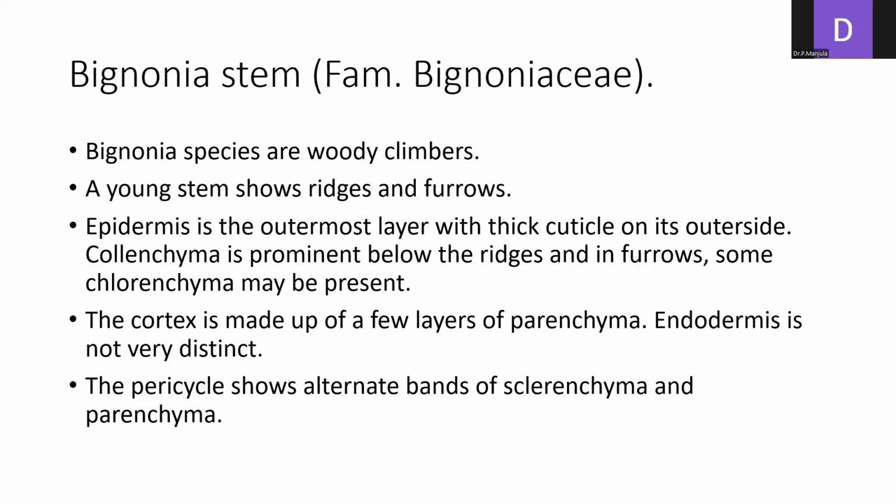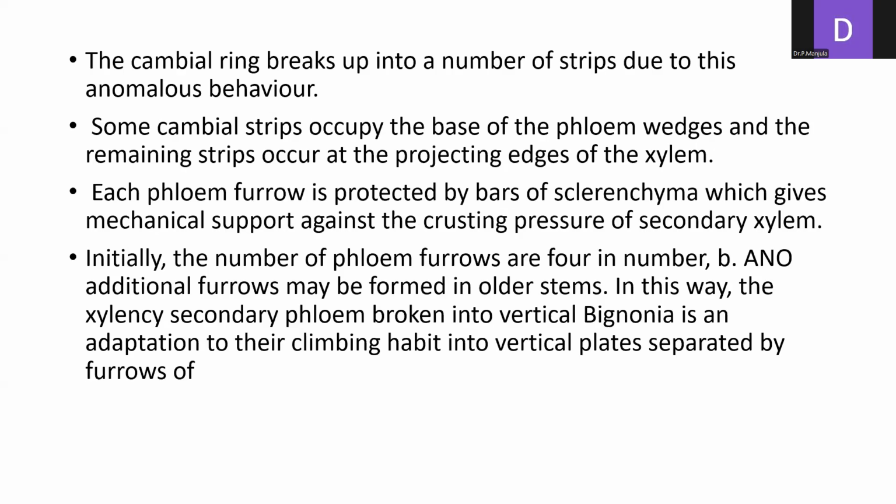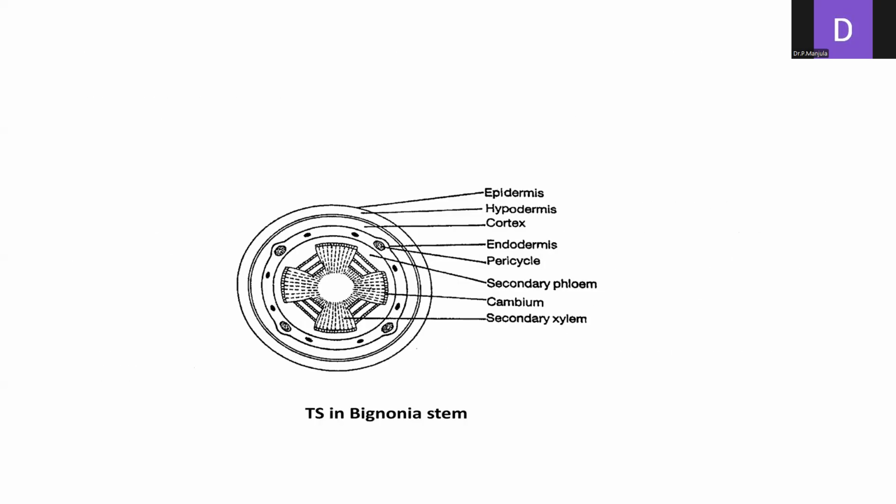Another one is the anomalous secondary growth in Bignonia. Bignonia belongs to the family Bignoniaceae. Bignonia species are climbers, and a young stem shows ridges and furrows. The epidermis is the outermost layer with a thick cuticle. This is the structure of the Bignonia.